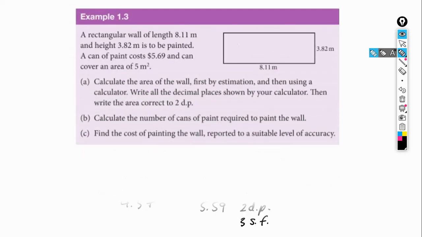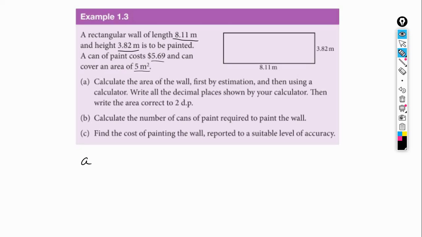So the next example in the book is 1.3, and it says a rectangular wall of length 8.11 meters and height 3.82 meters is to be painted. A can of paint costs $5.69 and can cover an area of 5 meters squared. A. Calculate the area of the wall first by estimation and then using a calculator. Write all the decimal places shown by your calculator, then write the area correct to 2 decimal places.